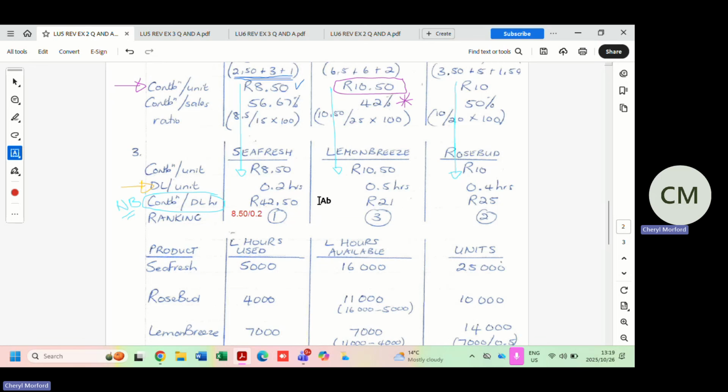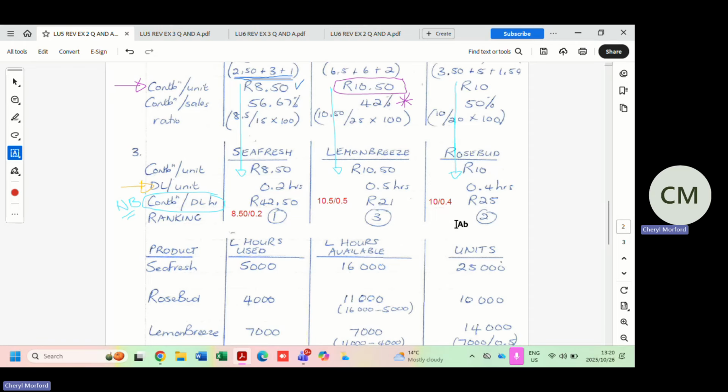What are we going to do over here to get the 21? We're going to take the contribution of 10.50 Rand, but we must divide it by half a labor hour. That gives us 21 Rand. And over here, the contribution is 10, but we must relate it to the consumption of the limiting factor, and if we do that, we will get 25. So once we've done that, we can determine the profitability relative to the limiting factor, and we can set up a ranking order.